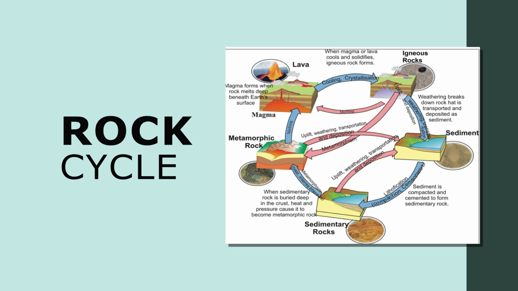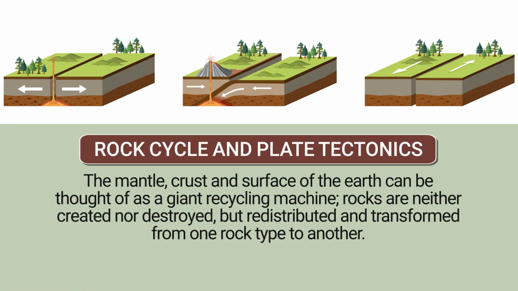So, basically one type of rock can be converted to any type of rock, and any rock can convert directly to any rock. There is no sequence that it has to be igneous, sedimentary, metamorphic. Igneous can be metamorphic, metamorphic to sedimentary, sedimentary to igneous. All these are possible. So, you can see the complete cycle. The mantle, crust and the surface of the earth can be thought of as a giant recycling machine, and the rocks are neither created nor destroyed. What is actually happening is the material which is there is redistributed and transformed from one form to another.